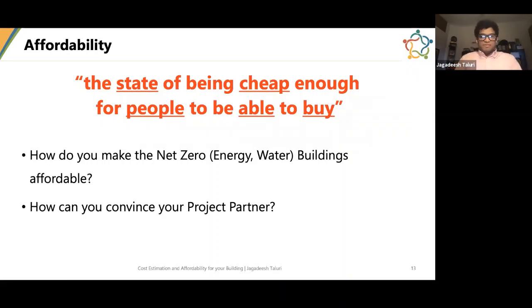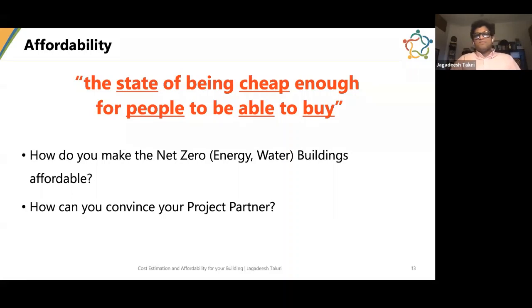So coming back to the core topic of today, affordability. Affordability is not about affordable housing. Even rich people need things to be affordable. If you're pricing an iPhone at 10 lakh rupees, nobody would buy. 1 lakh rupee itself is quite enough. So in the same way, affordability is the state of being cheap enough for people to be able to buy.